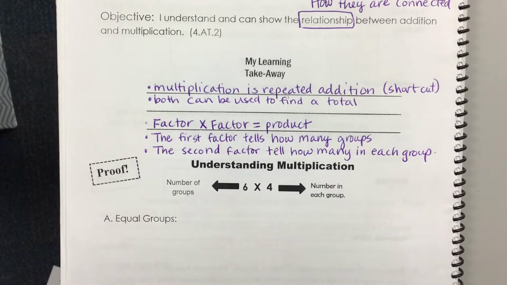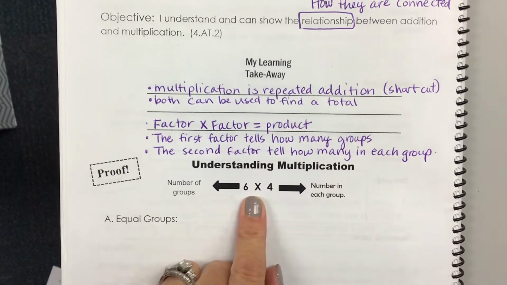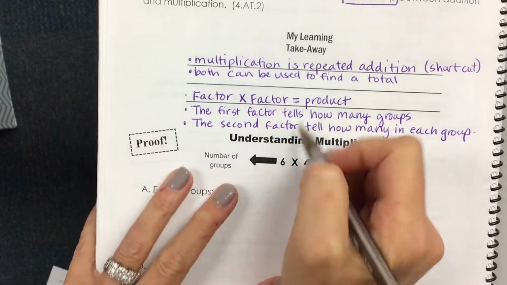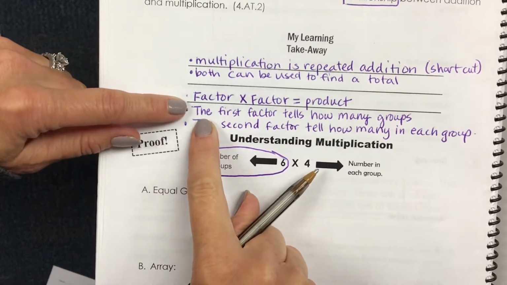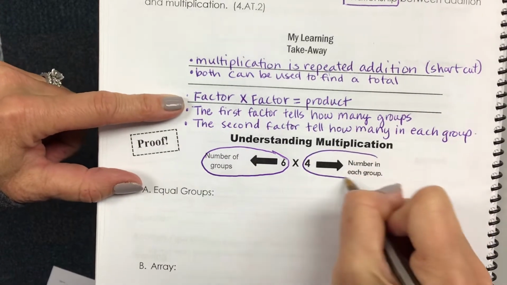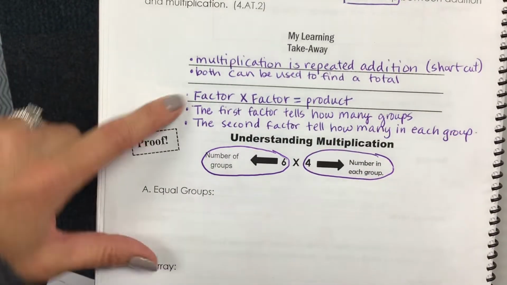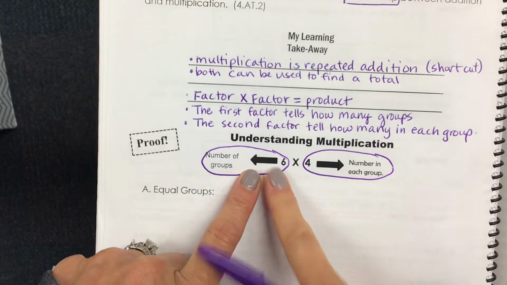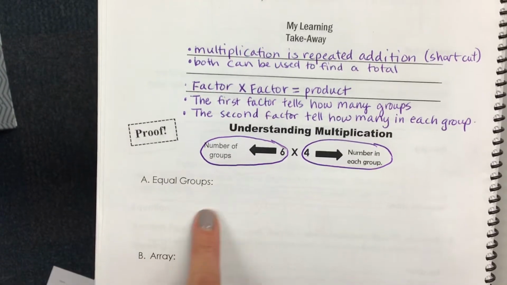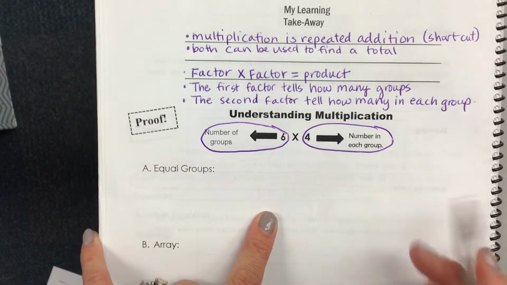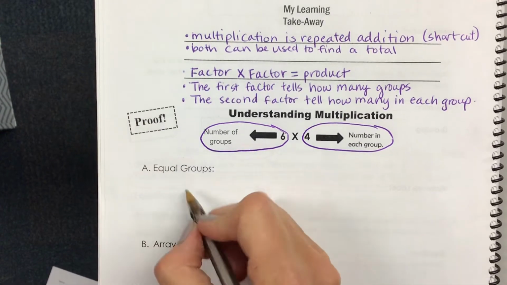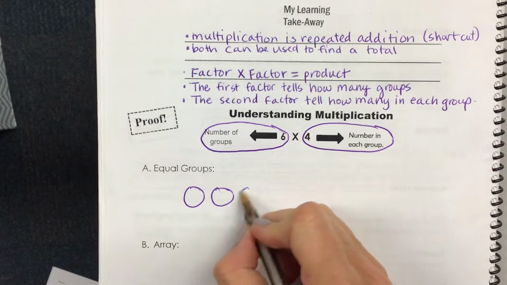Okay, so if we look over here, we can see that the 6 tells us the number of groups. That's what our third bullet says. And the 4 tells us how many are in each group. So if I want to show 6 times 4 using a model, how many groups should I make? 6 groups. That's pretty easy, right?